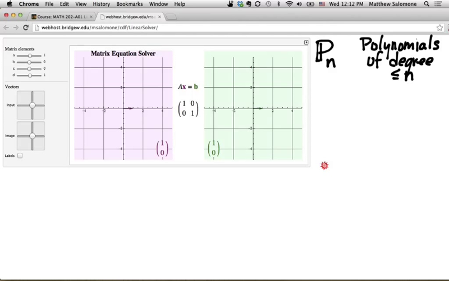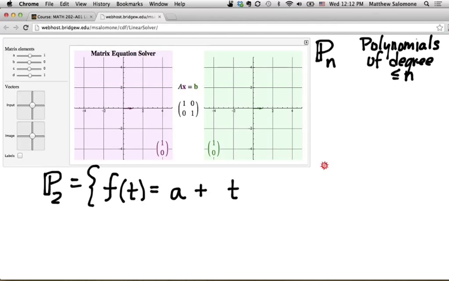And the elements of this, let's just pick on one example. Let's take P2. So these would be polynomials whose degree is less than or equal to 2. Well, what do those look like? First of all, they're all functions, f of t. And because each one is a polynomial function that's built out of powers of t, I might have a constant term, I might have a term that is a multiple of t, and I might have a term that's a multiple of t squared. And those multiples can be any real number that we like.